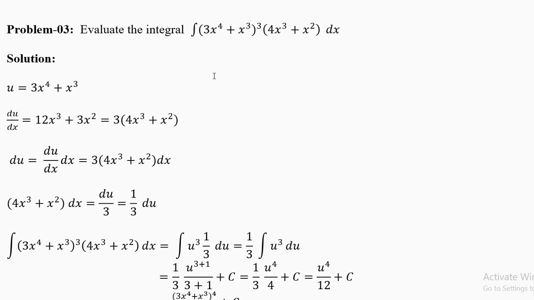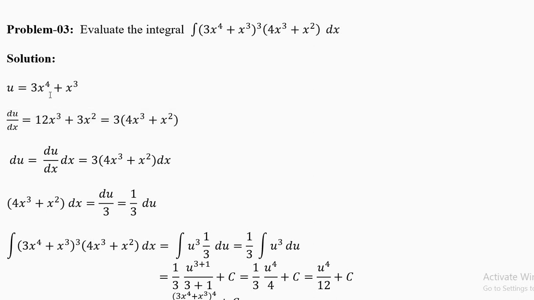Now this question is like your previous questions. 3x power 4 plus x cube whole power 3 into this bracket 4x cube plus x square dx. Now if you differentiate this, you should get this. If that does not happen, then we cannot use the techniques we have learned today. We will have to learn some new techniques.